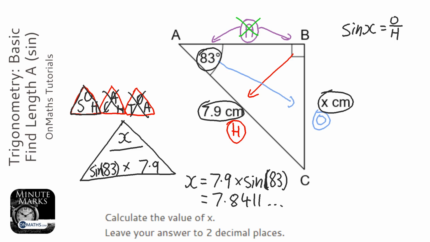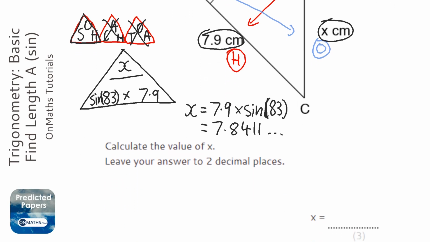And last thing, just to check that makes sense, well, the hypotenuse is 7.9, so the length has to be less than that, and our value is less than that. So to two decimal places, it's going to be 7.84.